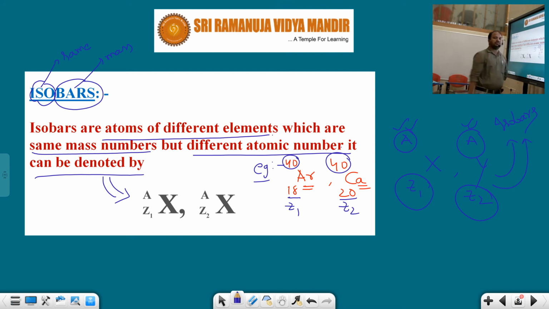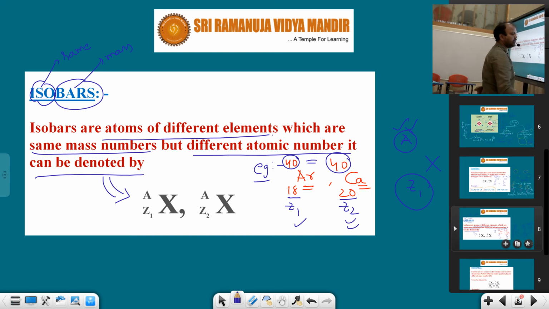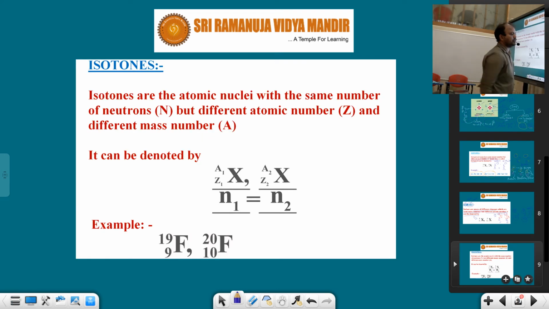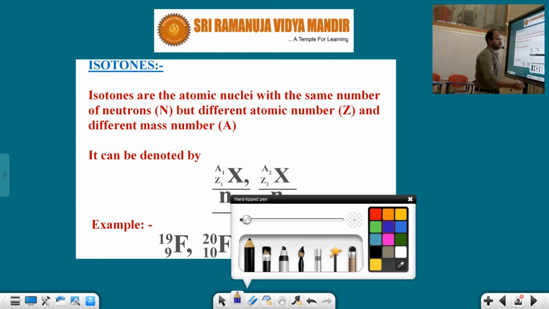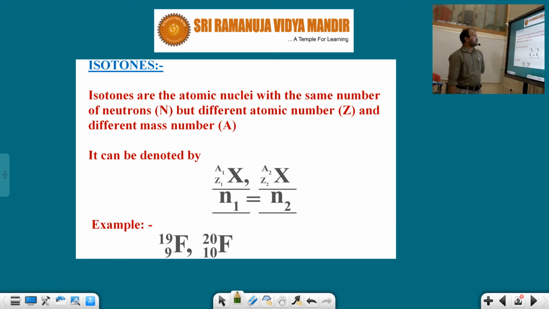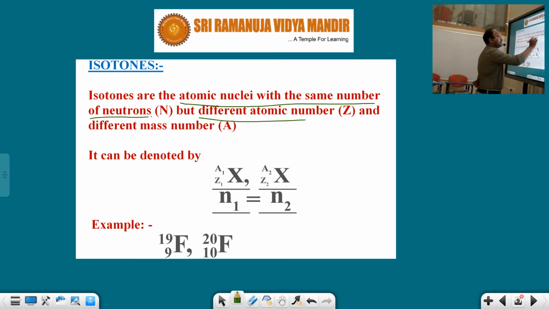So here argon and calcium are examples of which one? Isobars. How can I tell that? They have different atomic numbers but the same mass number. Those elements are called isobars. After that, you should observe isotones. What are isotones? How can we identify isotones? Isotones are atomic nuclei with the same number of neutrons. So the neutron number is the same but the atomic number and mass number are different.